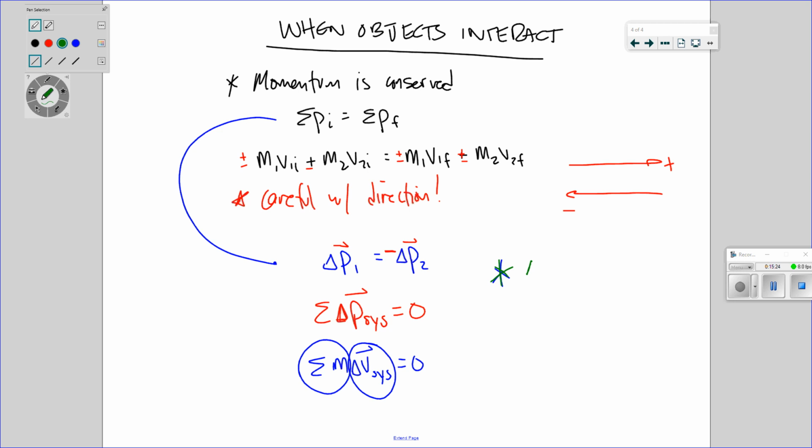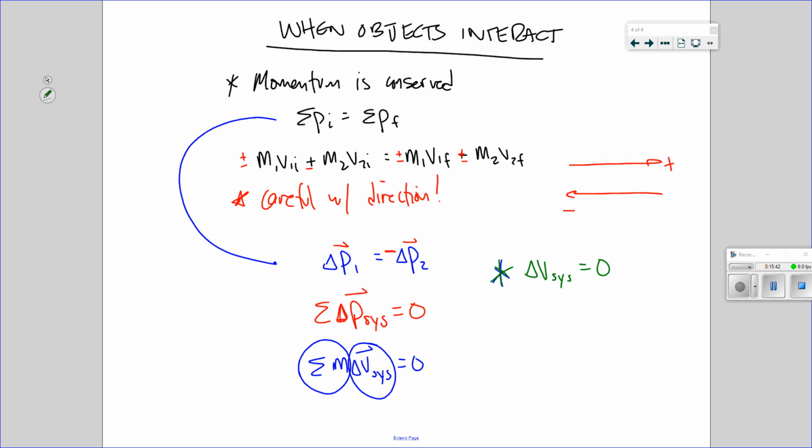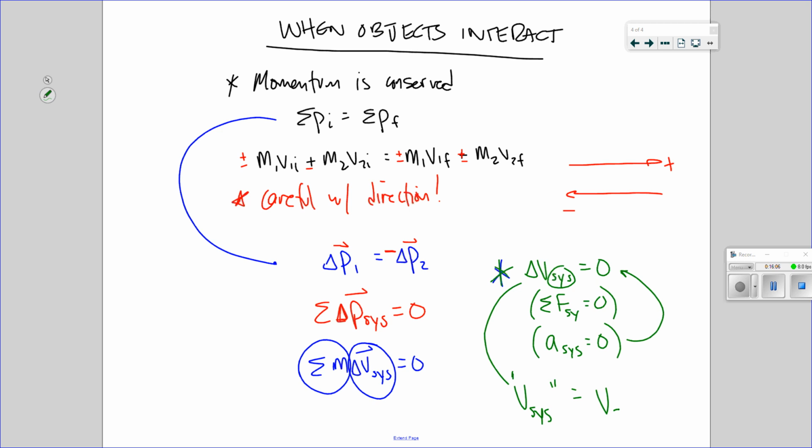So if we say that delta v system equals 0, what we're really saying is at any instant there are objects interacting with each other, but the two forces they exert on each other are equal and opposite. That's like saying that the net force exerted on the system is 0. That's like saying that the acceleration of the system is 0. That's like saying that the system's change in velocity is 0. And when we say the system's velocity, v system, we call that v center of mass.